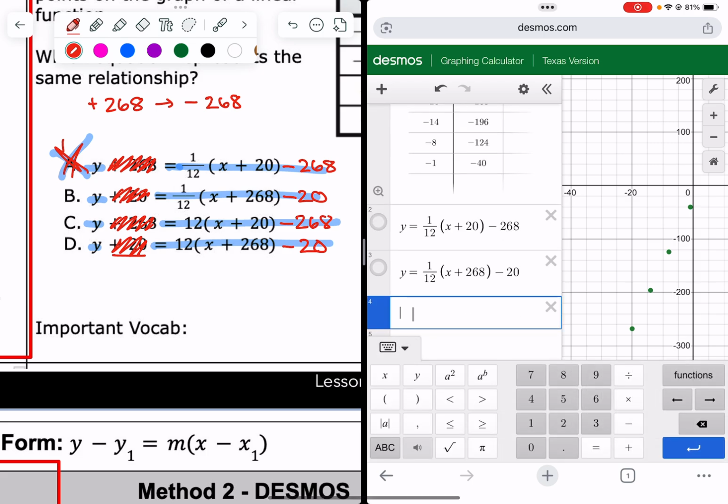Now my next one, C, is y equals 12 parenthesis x plus 20 parenthesis minus 268. Now see, this blue line touches all the points. That would be my answer. Okay.